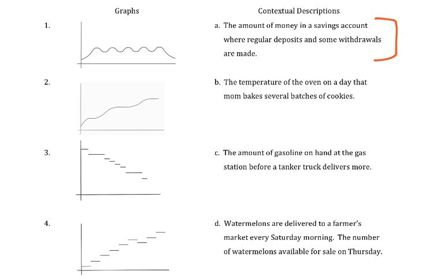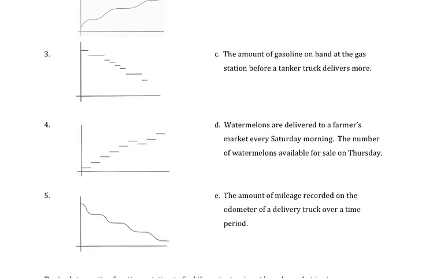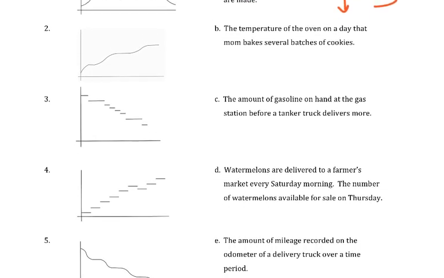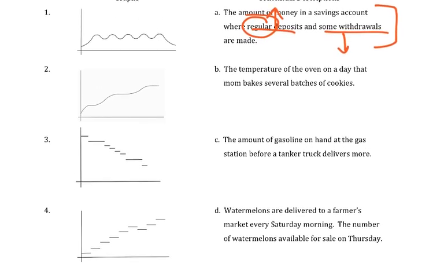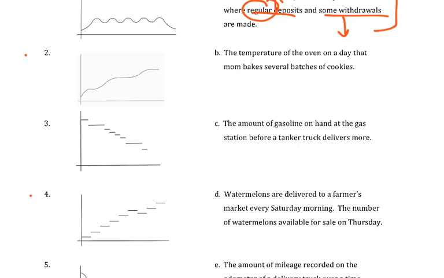So the amount of money in a savings account where regular deposits and some withdrawals are made. Deposits would be increasing, right? Withdrawals would decrease it. Now regular, meaning it's happening at about the same amount each time. So which one of those looks like it's going up at a regular rate, but possible withdrawal? Okay, 2 and 4 are really the only ones that are increasing. Now it's going to be discrete, because you're not constantly depositing money, and that's going to be continuous. So it's got to be 4. So 4 would be A.